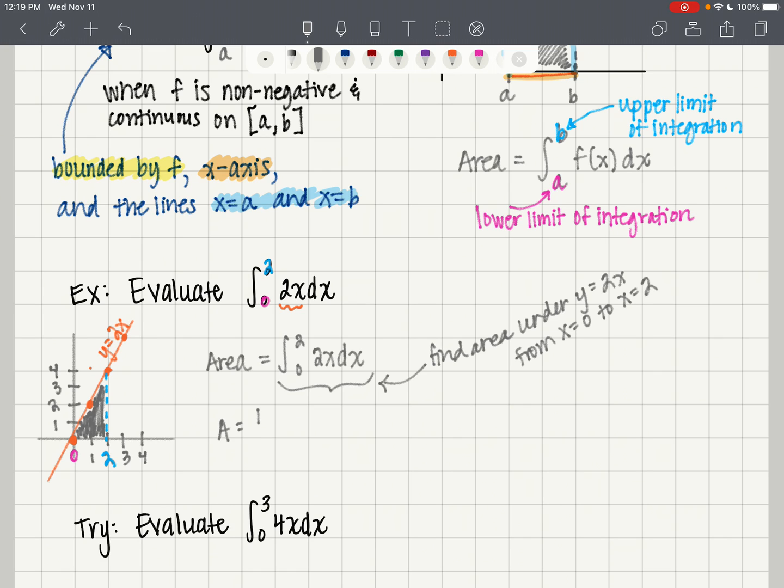So area, we know, of a triangle is equal to 1/2 the base times the height, and the base is a length of 2, and the height is a height of 4, and 1/2 times 2 times 4 is equal to 4 units squared, right? 4 units squared.